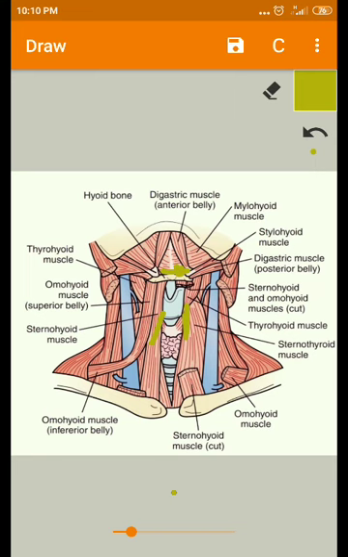Okay, this is about the secondary muscles which help in temporomandibular joint motions. Thank you.